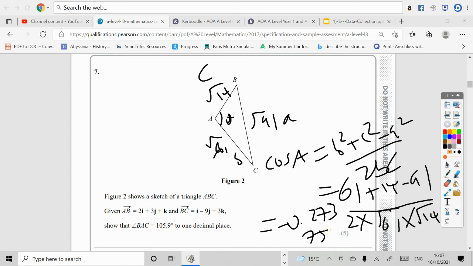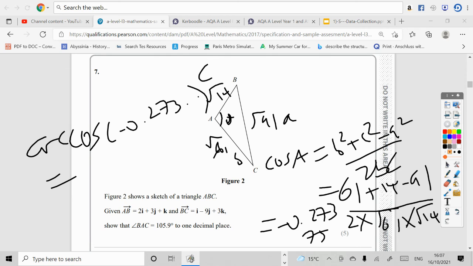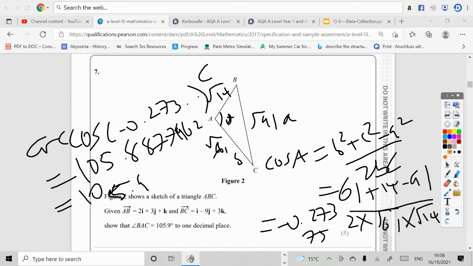Now we need to do the inverse cos, so arc cosine of the minus 0.273, which gives me 105.8877962. We want to show that it's 105.9. Well, if you round that to 1 dp, the digit is higher than the 5 rule, so you have to round up, and I get 105.9 degrees as required.